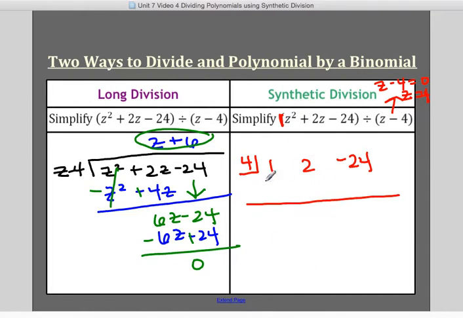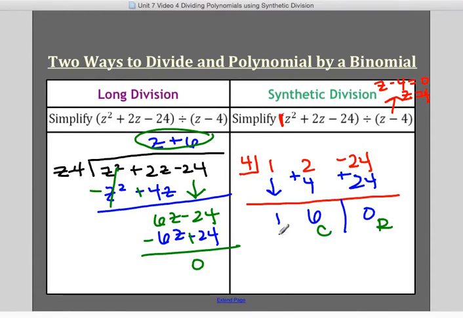The way synthetic works is you always bring the first number down. So this gives me 1, then you take 4 times 1, which is 4. Then I always add. 2 plus 4 is 6, and I take 4 times 6, which is 24. Always add these two together. When I add those together, I get 0. This last piece that is left is always our remainder. So if I have a remainder of 0, that means there is no remainder.